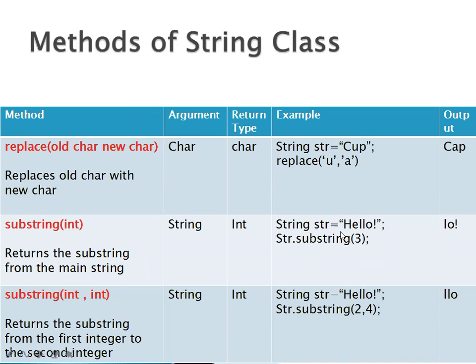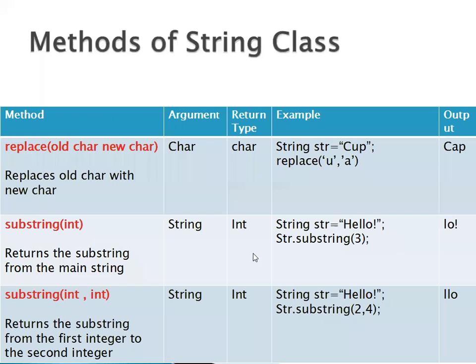See the example in this second column. String str equals hello exclamation sign. Then str dot substring 3 means it's going to fetch the substring from the index position 3, from 3 till the last, 3 to end. So it is 0, 1, 2, 3. From this second L, it's going to fetch L and O and then exclamation sign. So output will be LO exclamation sign. Means from the third position till the end.